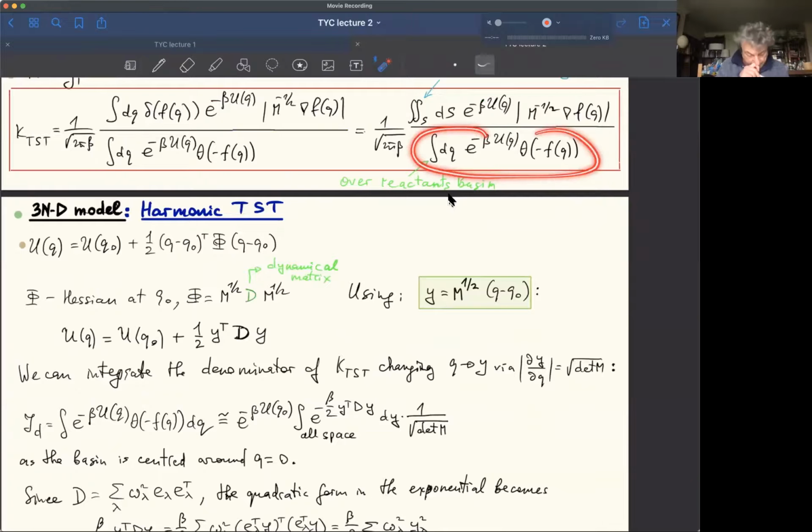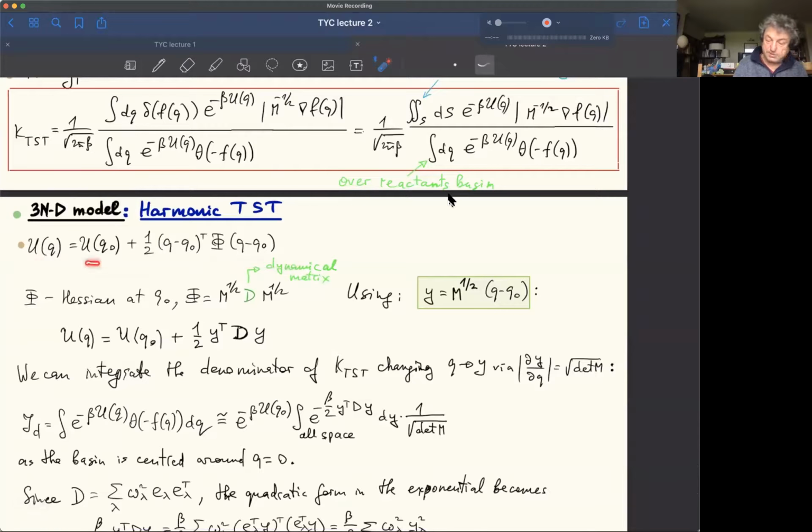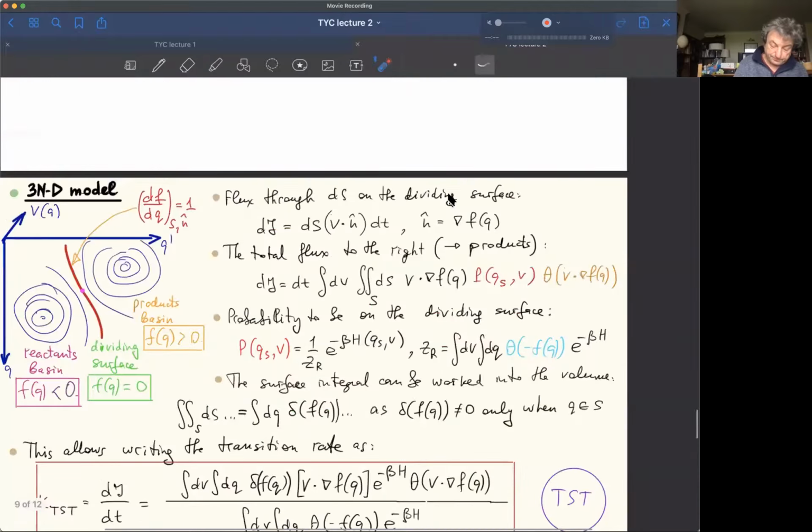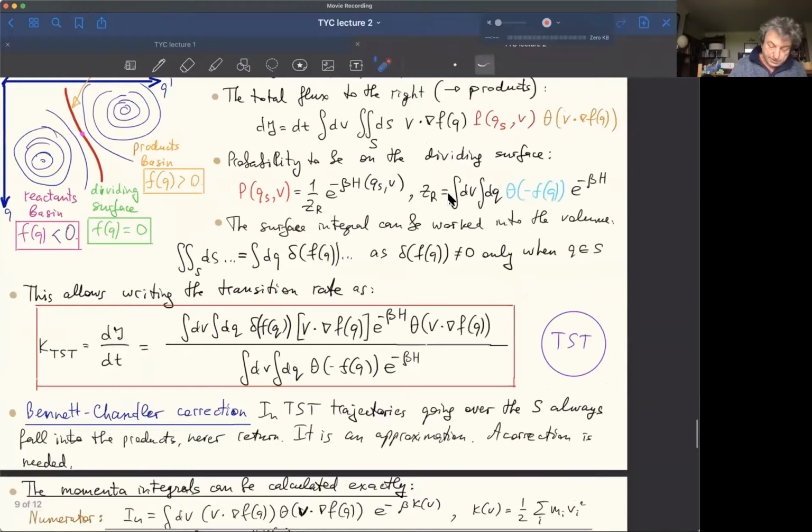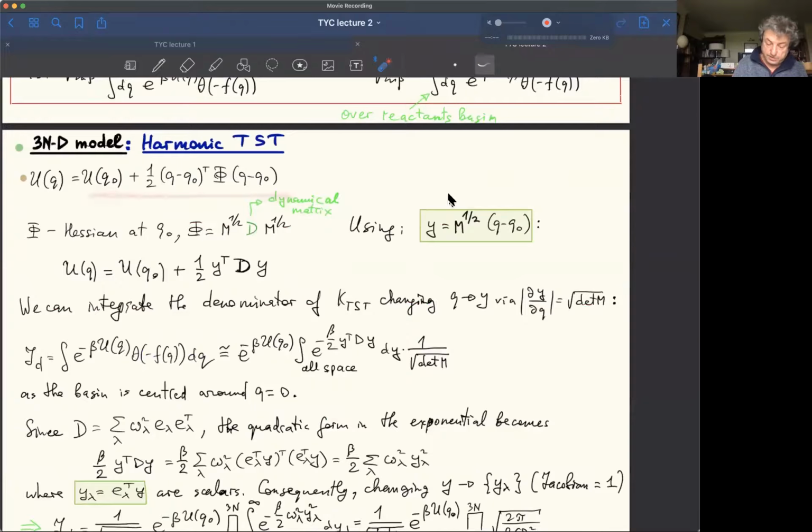Let's start from the denominator. In the denominator, we integrate over the reactant basin. So we expand the potential energies there around the minimum. Q naught is the minimum point of that reactant basin, this one. So we expand the energy, and in the harmonic approximation, we have this expression. This is the displacement from the basin minimum, and this is a force constant matrix. Then we do what we did before, basically. We introduce massless displacements, then the potential energy becomes quadratic with respect to them, and here is the dynamical matrix.